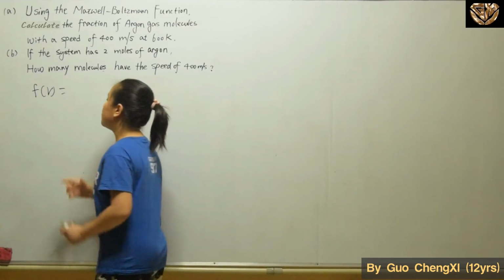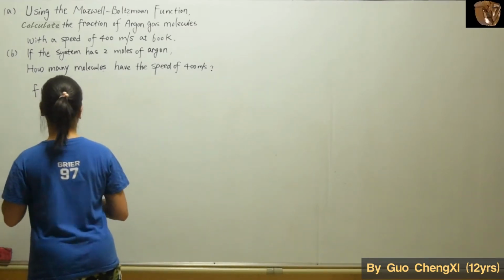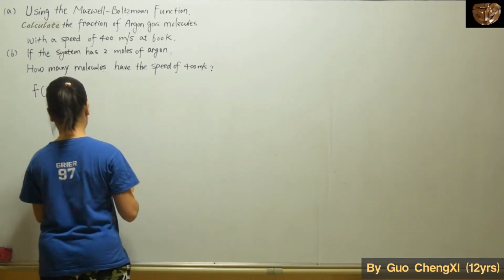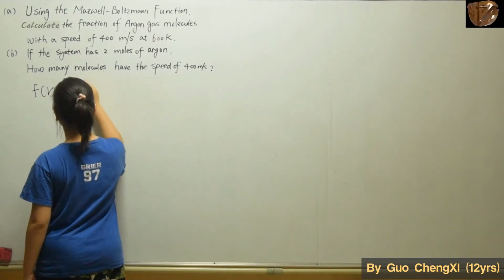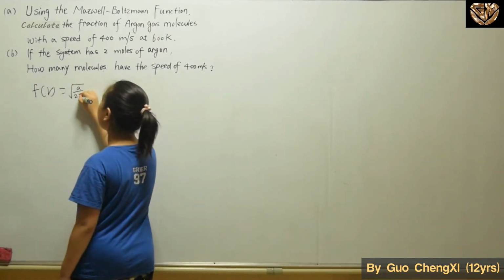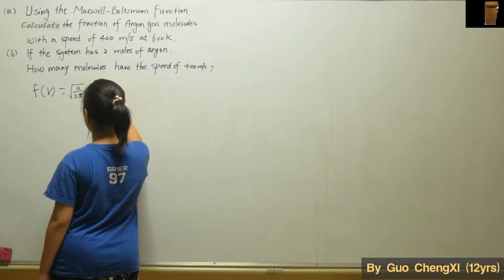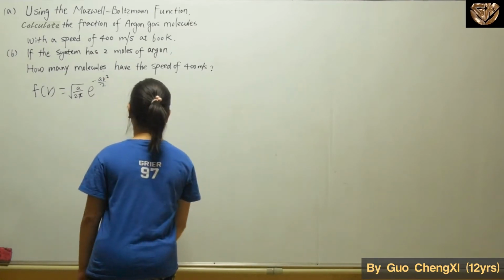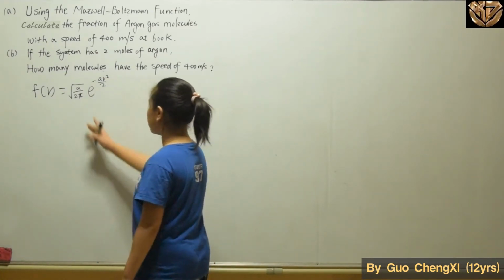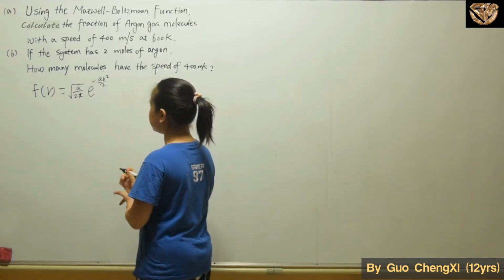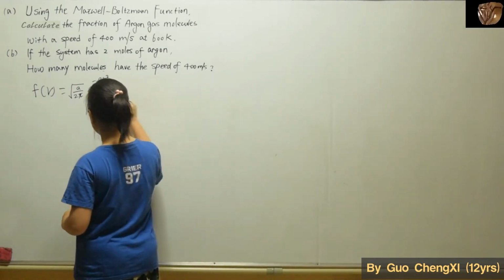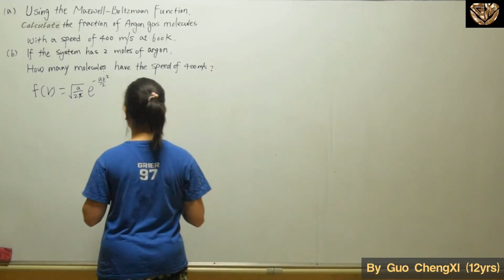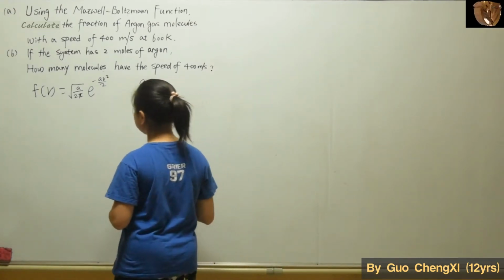Here, we're going to start with what we have proven from the last lesson, whereas f(v) was the square root of a over 2 pi, times e to the power of negative a v squared over 2. If you're wondering what a is, a is a constant that will be determined in the future lessons, okay?